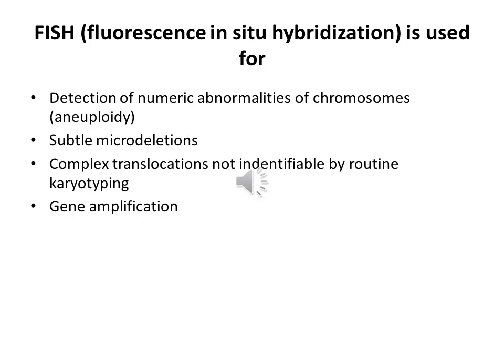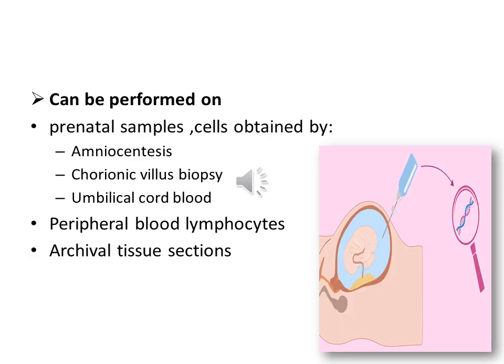In situ hybridization is a procedure that allows us to locate the positions of specific DNA sequences on chromosomes. Today, most in situ hybridization procedures use fluorescent probes to detect DNA sequences, and this process is referred to as FISH. This technique is used to diagnose many types of chromosomal abnormalities such as numeric abnormalities, subtle microdeletion, complex translocation which cannot be identified by routine karyotyping, and gene amplification. All the samples which we talked about in previous slides can be used for this method.